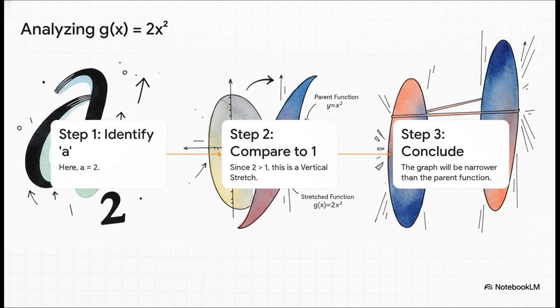First step, what's a? It's 2. Second step, how does 2 compare to 1? Well, it's bigger, so we know for sure this has to be a vertical stretch. And what does that mean? It means our new graph is going to be narrower, skinnier than the parent function we started with.